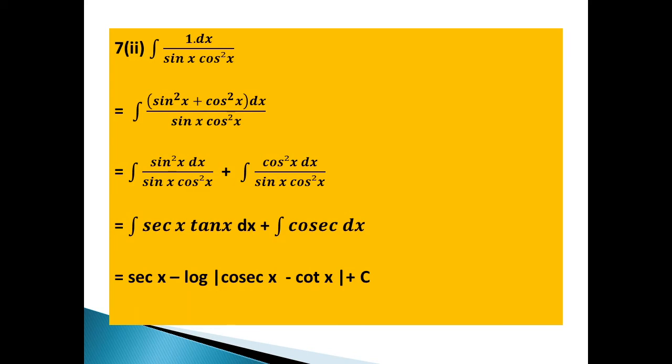Now applying the direct formulas, both of them are direct forms. You know that differentiation and integration are inverses of each other. The first one results in sec x. The second one is a direct formula. Integration of cosec x is nothing else but minus of log of cosec x minus cot x plus c. C is again the constant of integration.